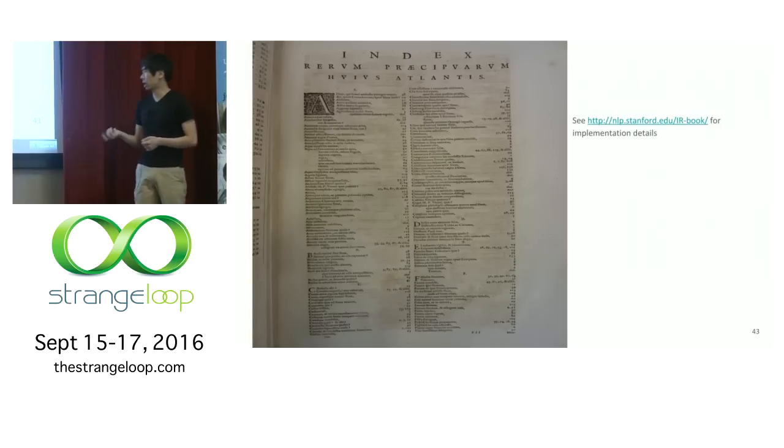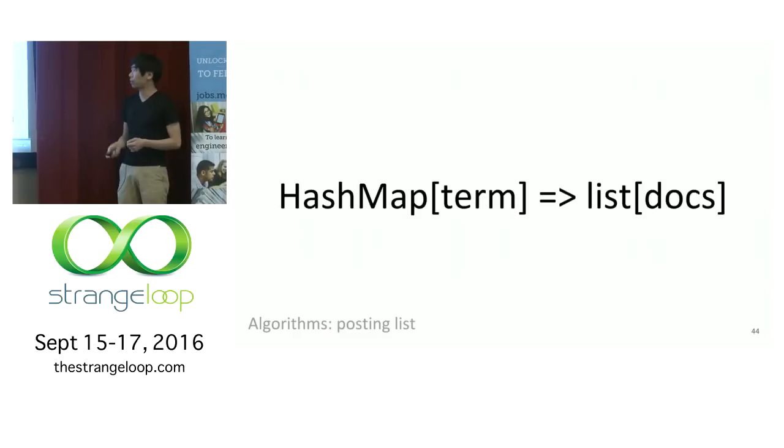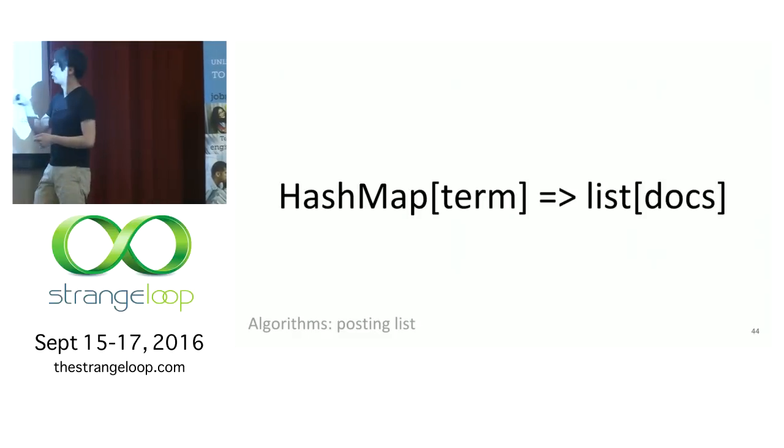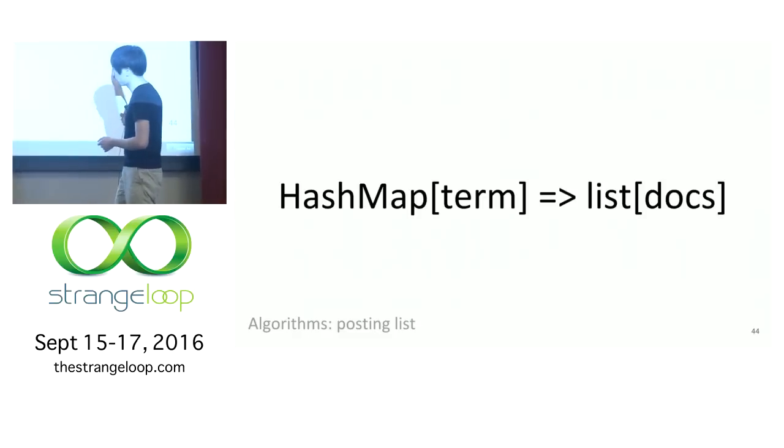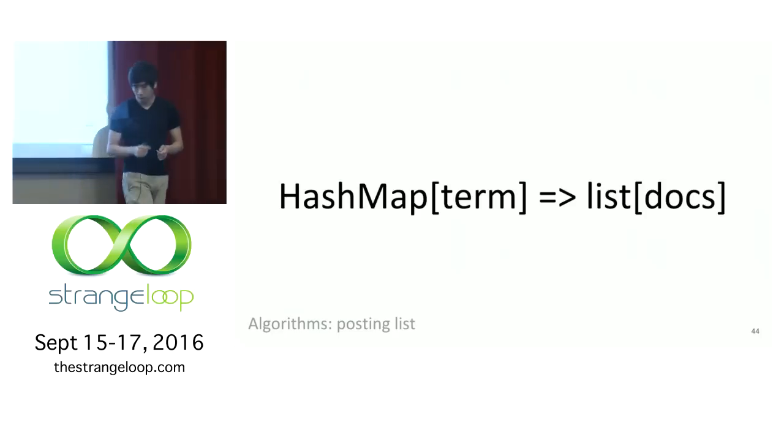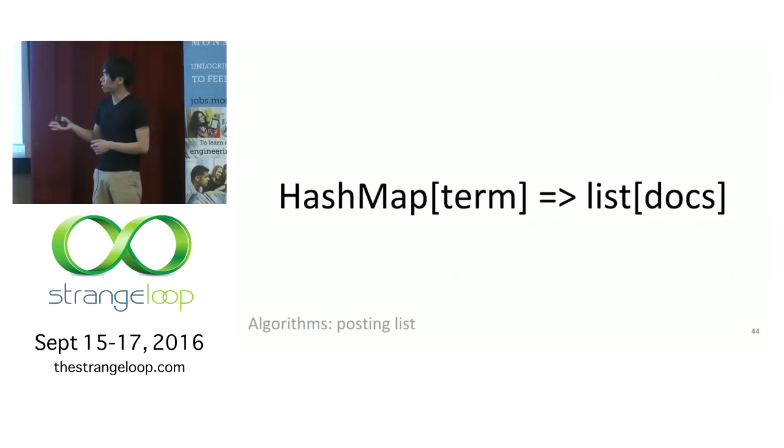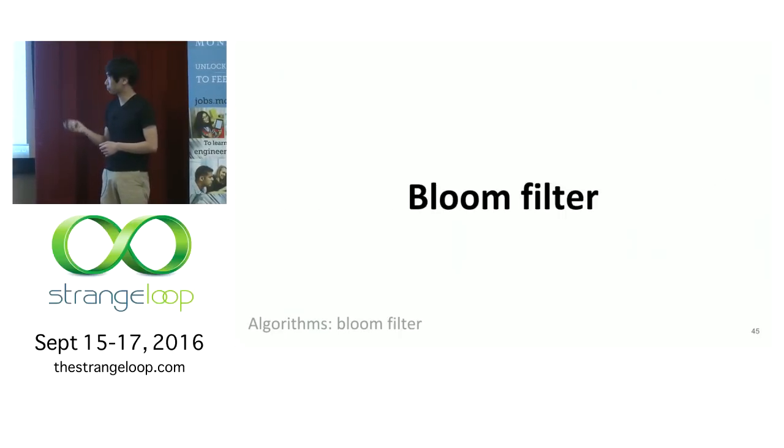So a way you can think about how a computer could do this is maybe you use a hash map, where the key is a term and the value is a list, like a linked list of documents. There are plenty of optimizations you can do to this, but this is a cartoon view of how a posting list might work. Something else you can do is use a Bloom filter.